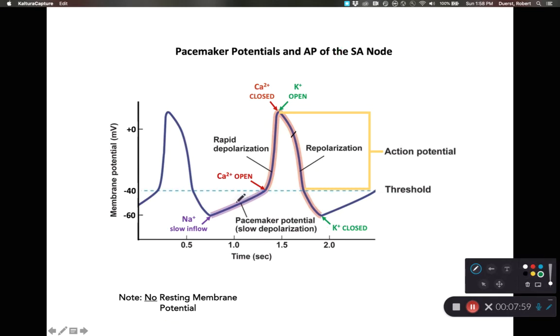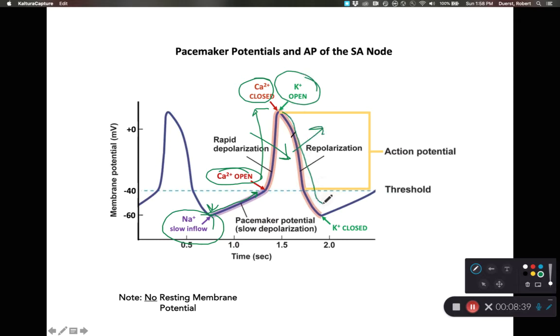So as we look at these pacemaker cells, we'll start off at the downward spike. We're going to have slow influx of sodium. And as that sodium is slowly moving into the pacemaker cell, eventually we reach a threshold voltage where calcium voltage-gated channels open up. And this is going to cause a rapid influx of calcium ions. And the voltage skyrockets up. And then at peak voltage, the calcium voltage-gated channels close and the potassium voltage-gated channels open. Potassium ions rush out and the voltage drops back down again.